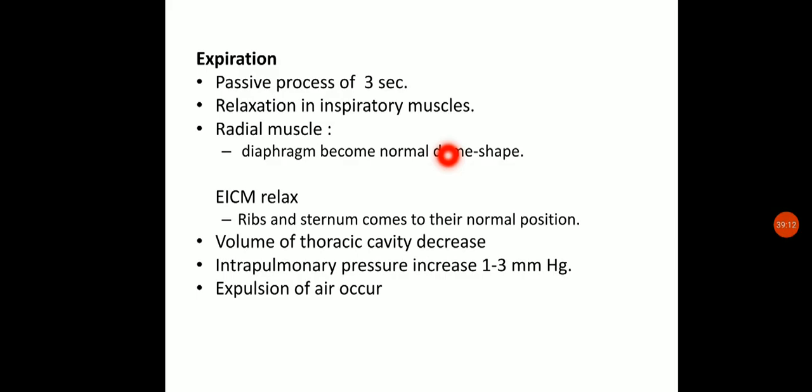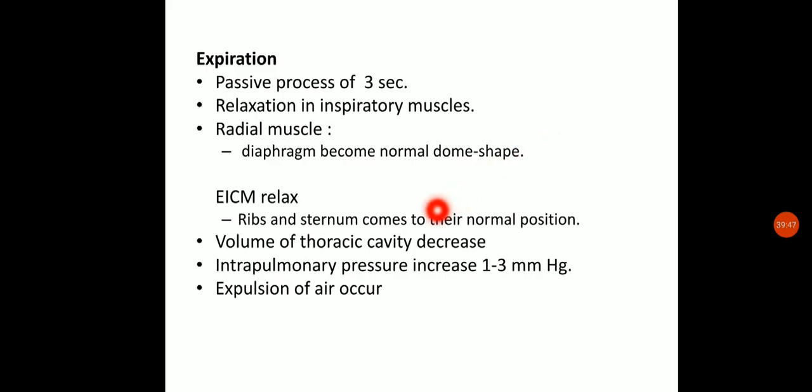First of all, the relaxation of the radial muscle will occur, in such a way that the diaphragm becomes normally dome shaped again. So due to the relaxation of the radial muscles, the diaphragm again becomes normal in shape, that was dome shape. This will be responsible for increasing the pressure inside the thoracic cavity and decreasing its volume.